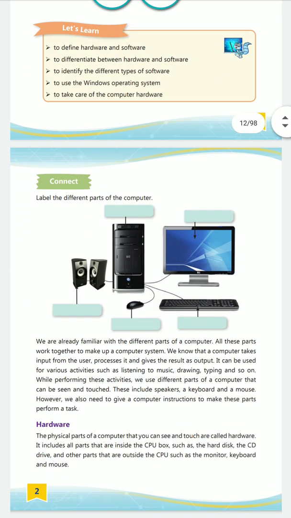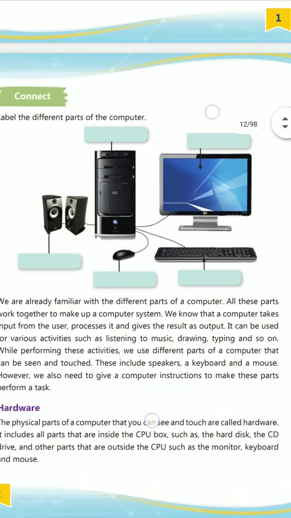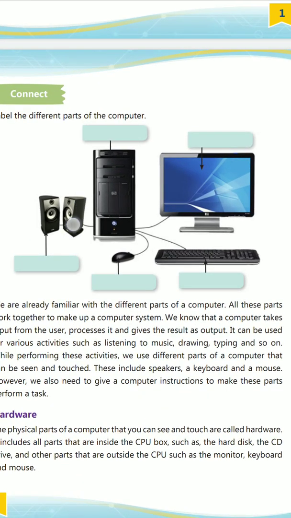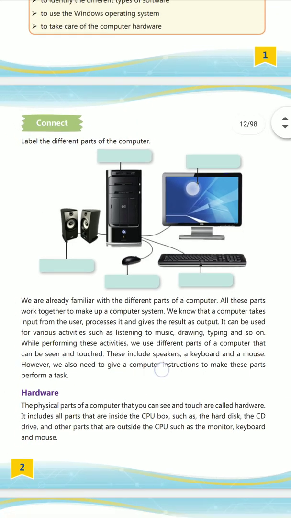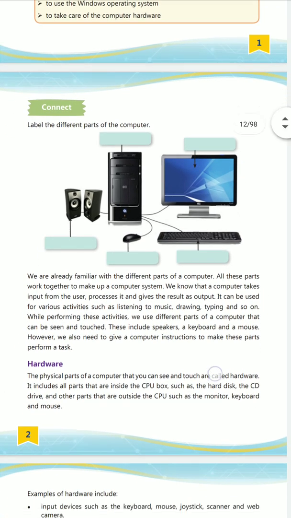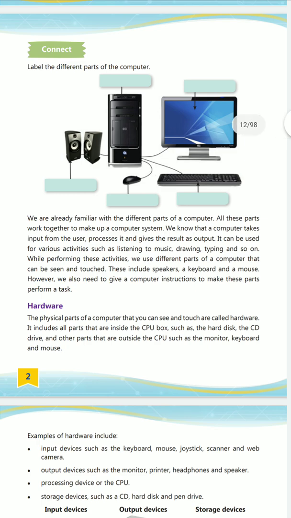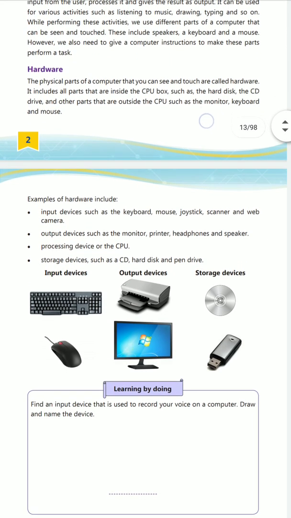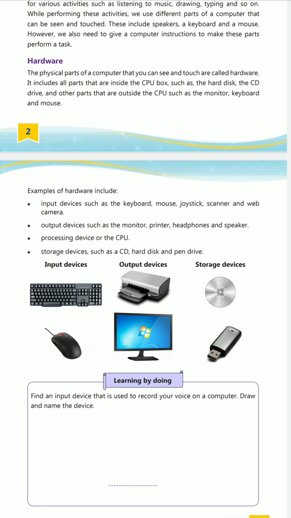Right here we have a few pictures. We have to identify these, what are the names of this hardware. This is called speaker, CPU, mouse, keyboard. This is a monitor. These are all our hardware. The definition of hardware is clearly mentioned on your screen: the physical part of the computer that you can touch, see and feel.